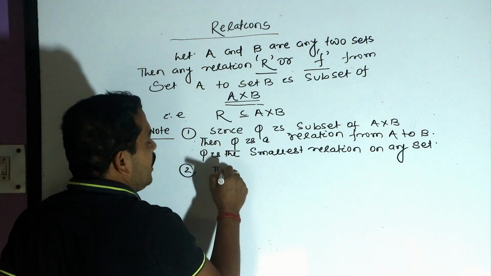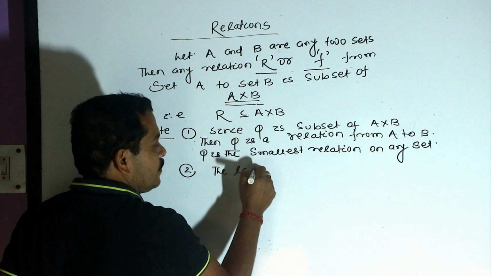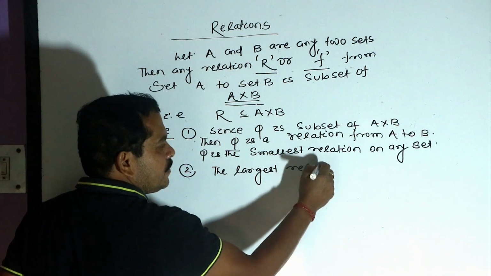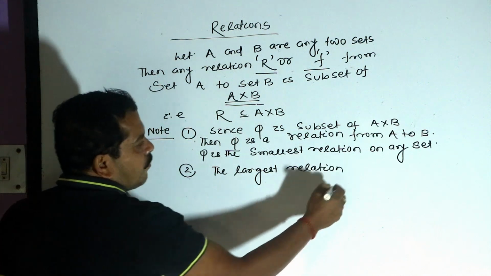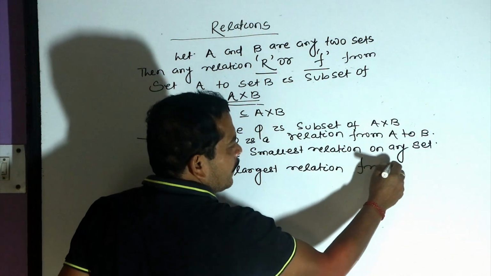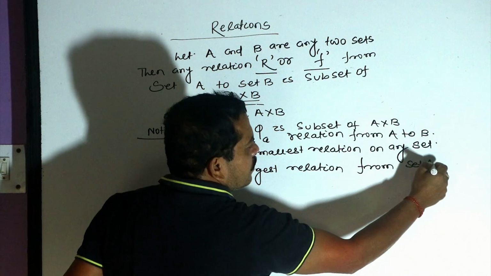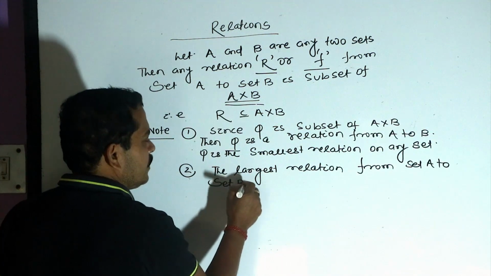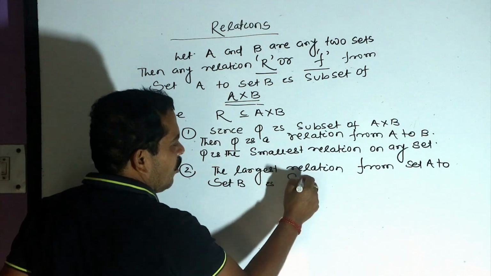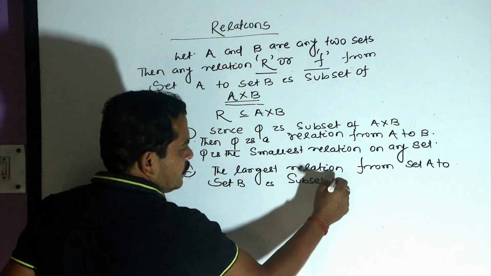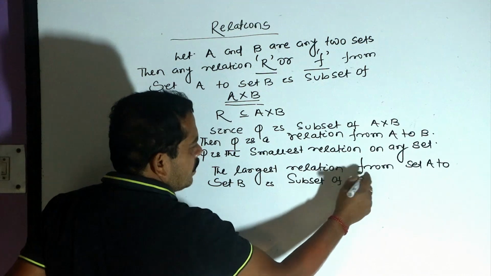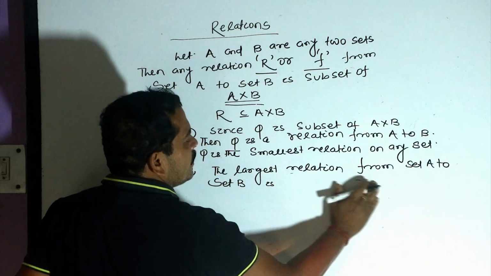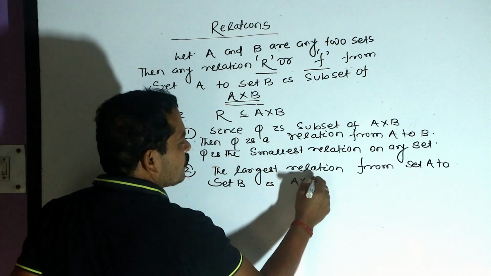The largest relation from set A to set B is a subset of... The largest relation from set A to set B is A cross B.